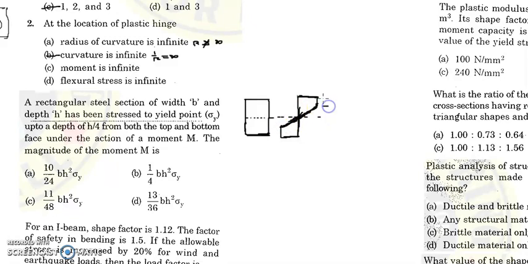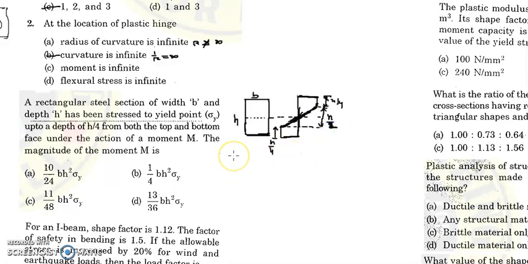So how much is this? This is h by 4, and this is also h by 4. This is h, and this is b. The remaining portion: h by 4 plus h by 4 is h by 2, so the remaining is h by 2.